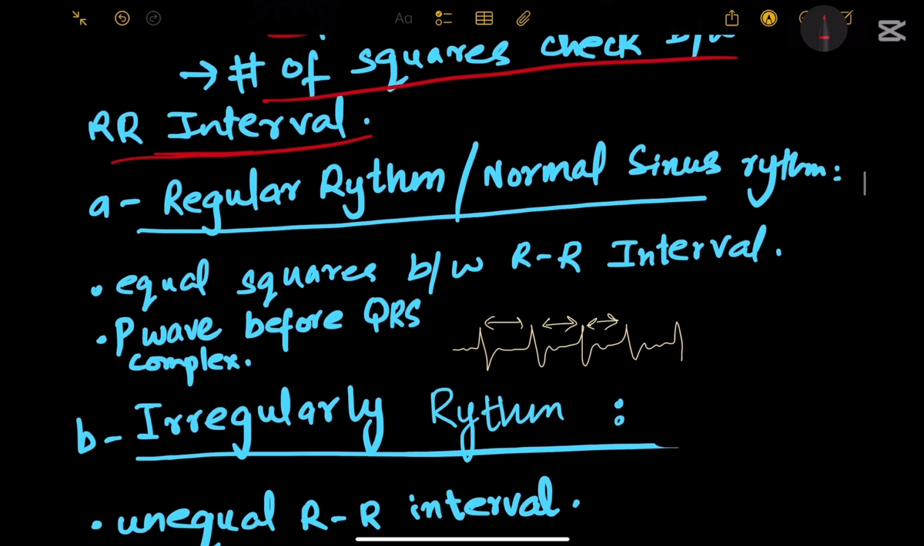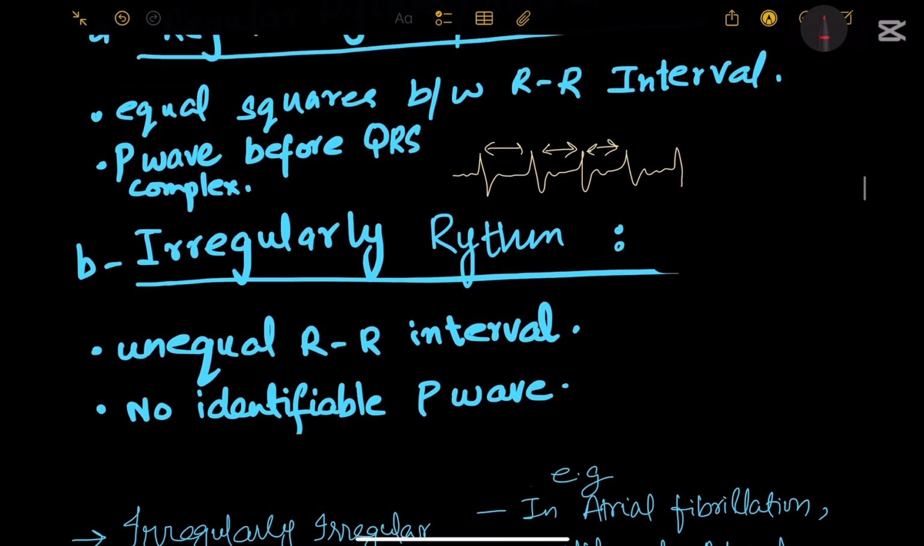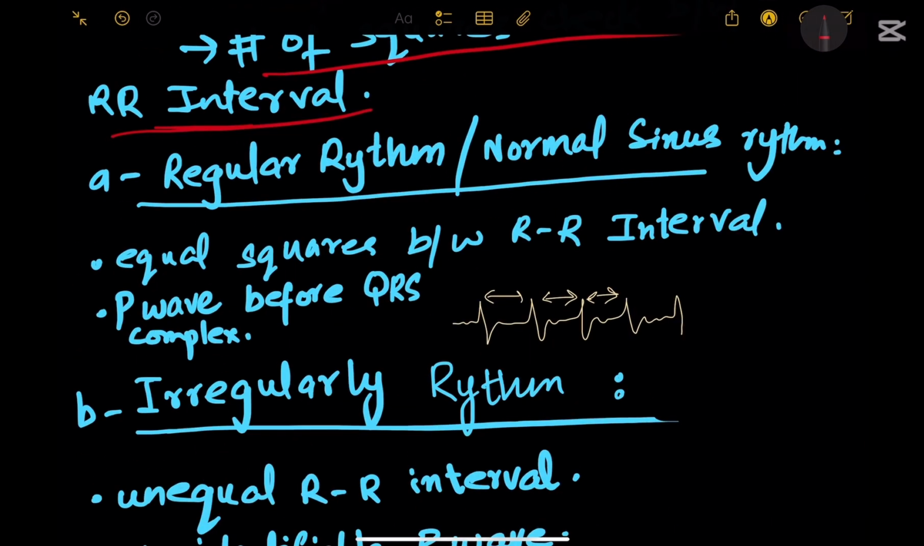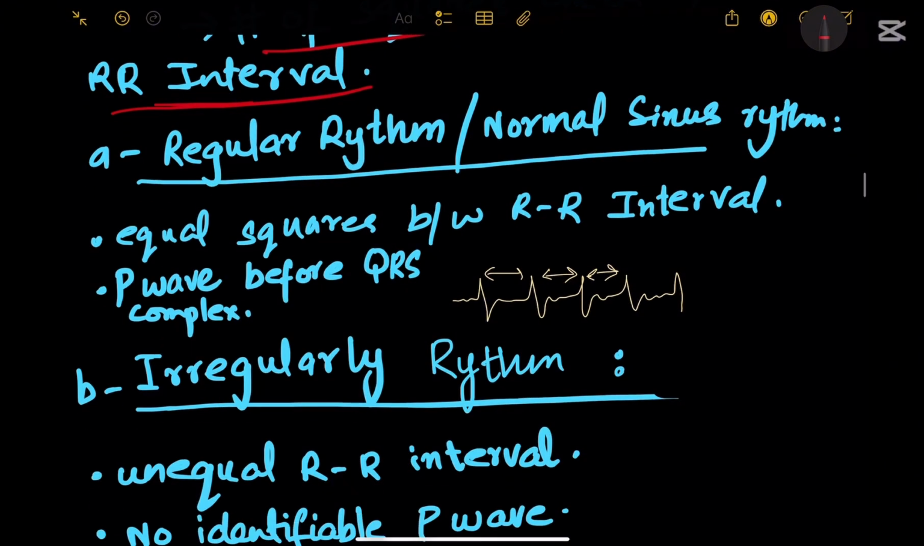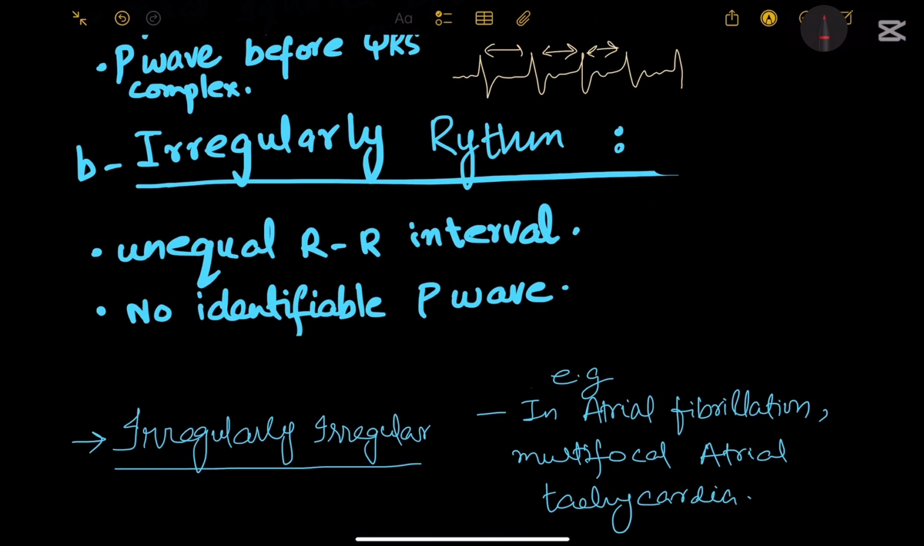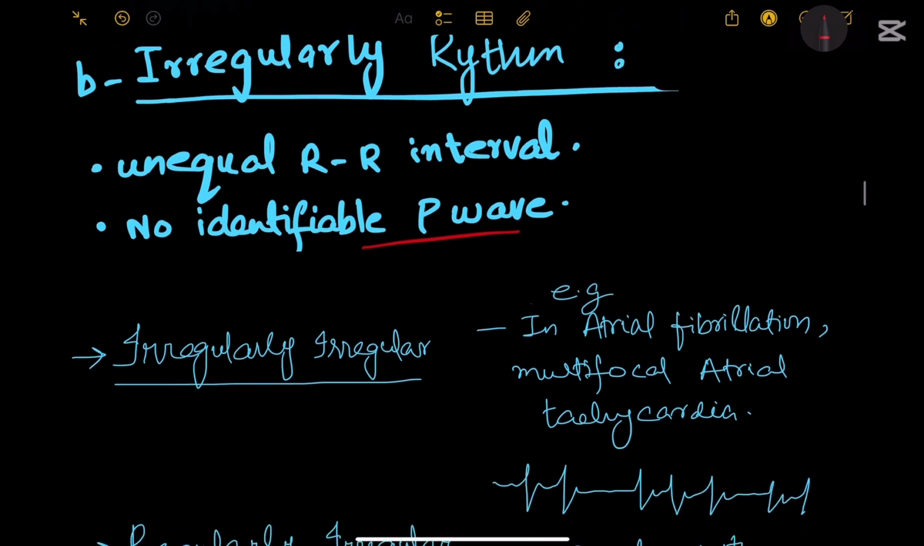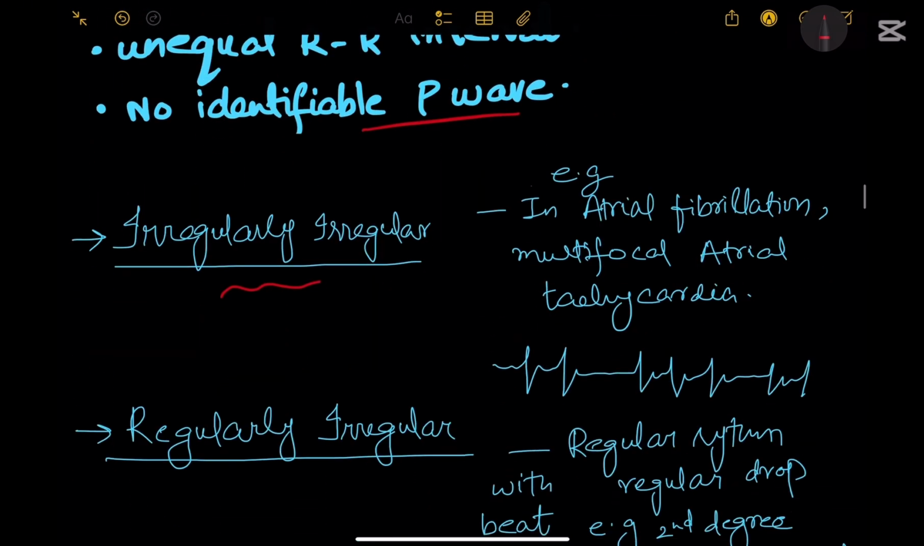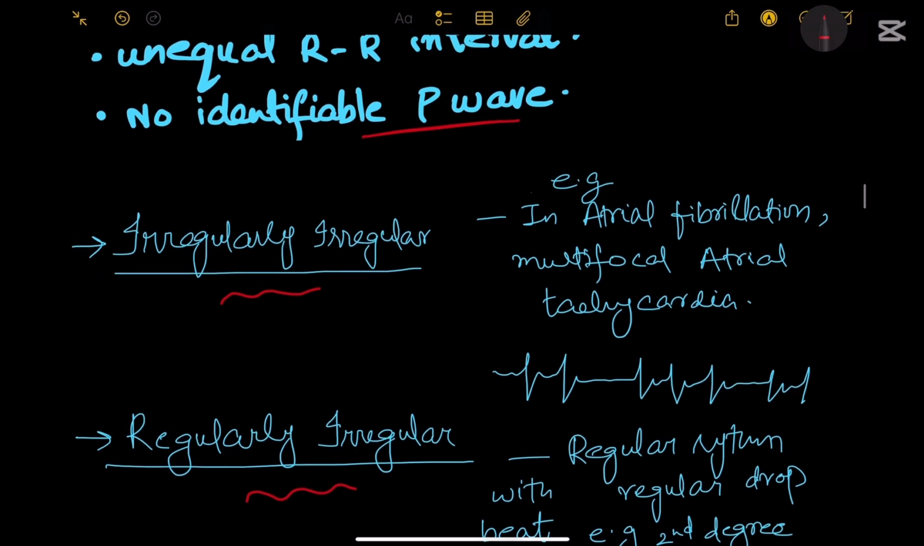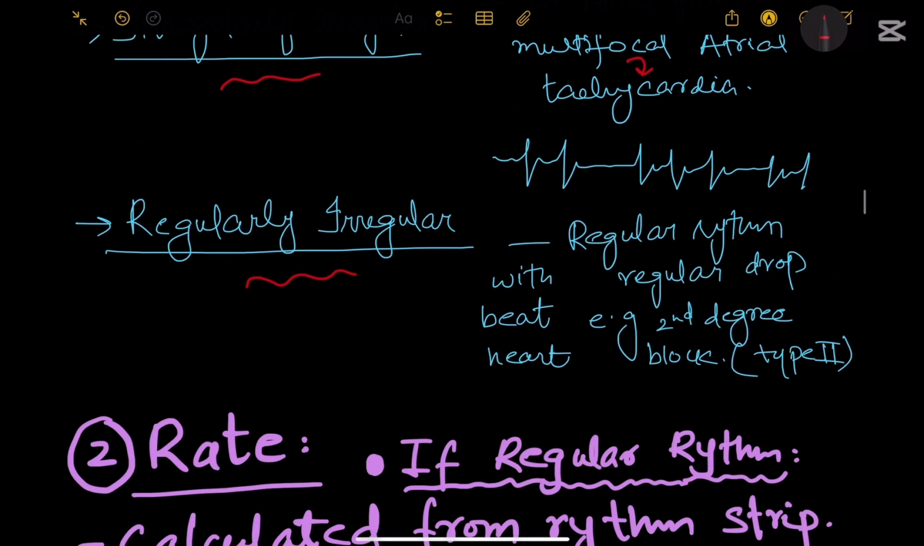First of all, the regular rhythm or normal sinus rhythm: equal squares between the RR intervals are present, and a P wave is present before the QRS complex. While in the irregular rhythm, unequal RR intervals are present and no identifiable P wave is present. Then in the irregular, we have two types, irregularly irregular and regularly irregular. In irregularly irregular, the examples are atrial fibrillation and multifocal atrial tachycardia. In regularly irregular, with a regular dropped beat, the example is second degree heart block.